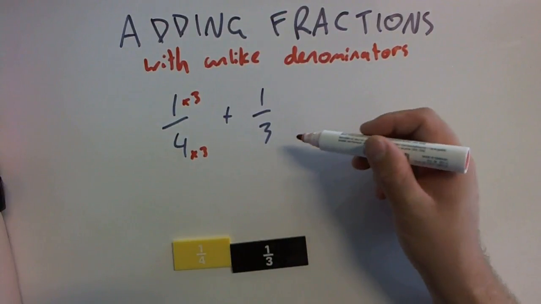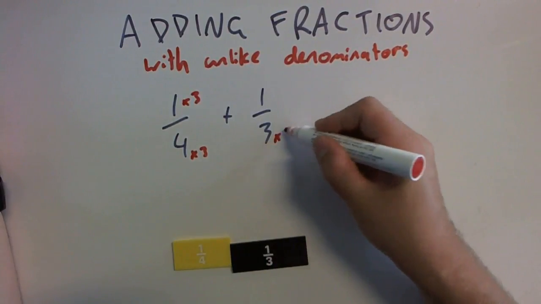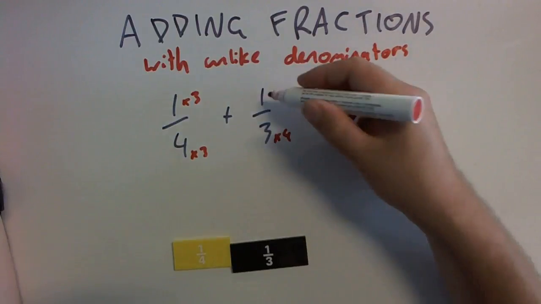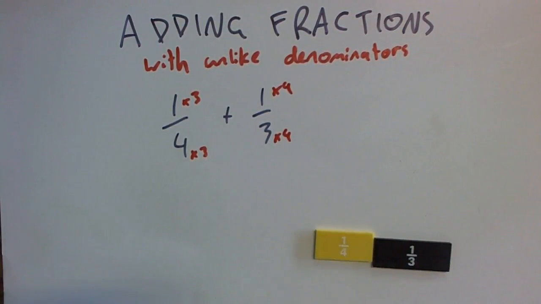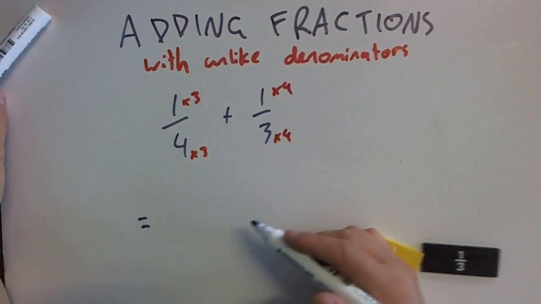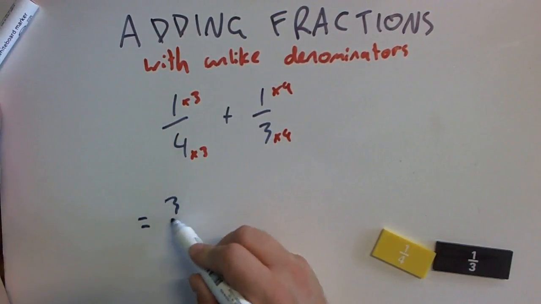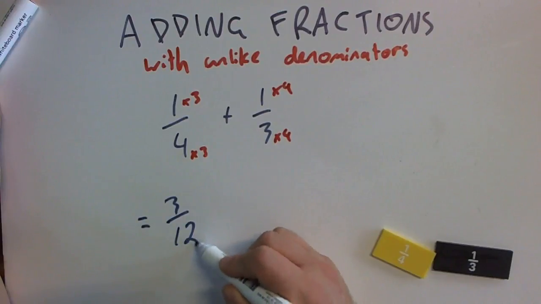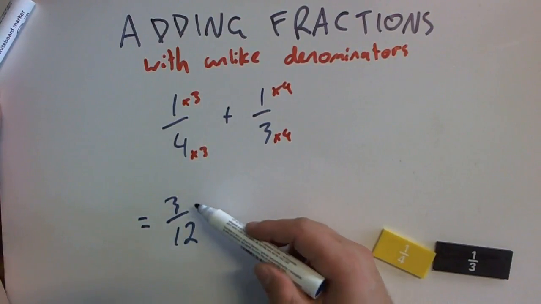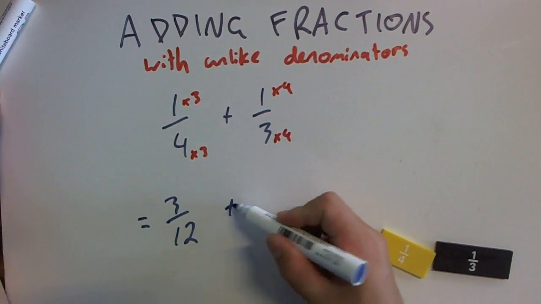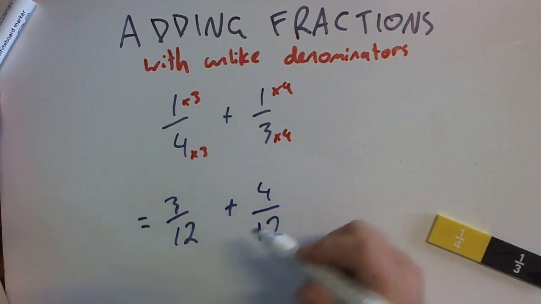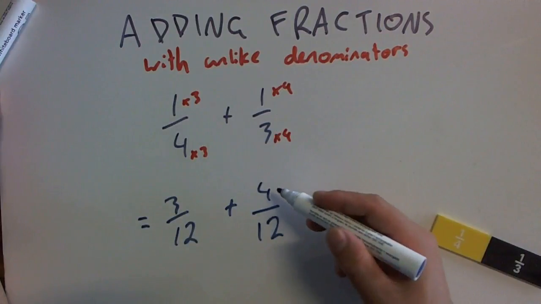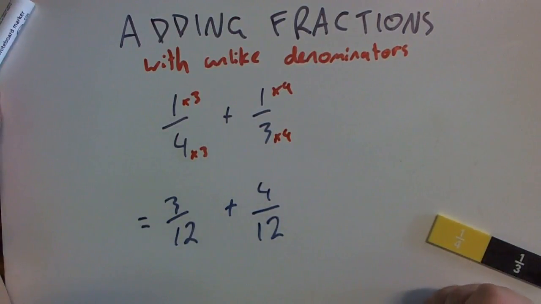Go over to this one, 3. How do I turn it into 12? Well, I times it by 4. Whatever I do to the bottom, I do to the top. I'll rewrite this now with our new equivalent fractions. So I have 1 times 3 is 3, 4 times 3 is 12. So 1/4 is the same as 3/12. 1 times 4 is 4, 3 times 4 is 12. So 1/3 is the same as 4/12.